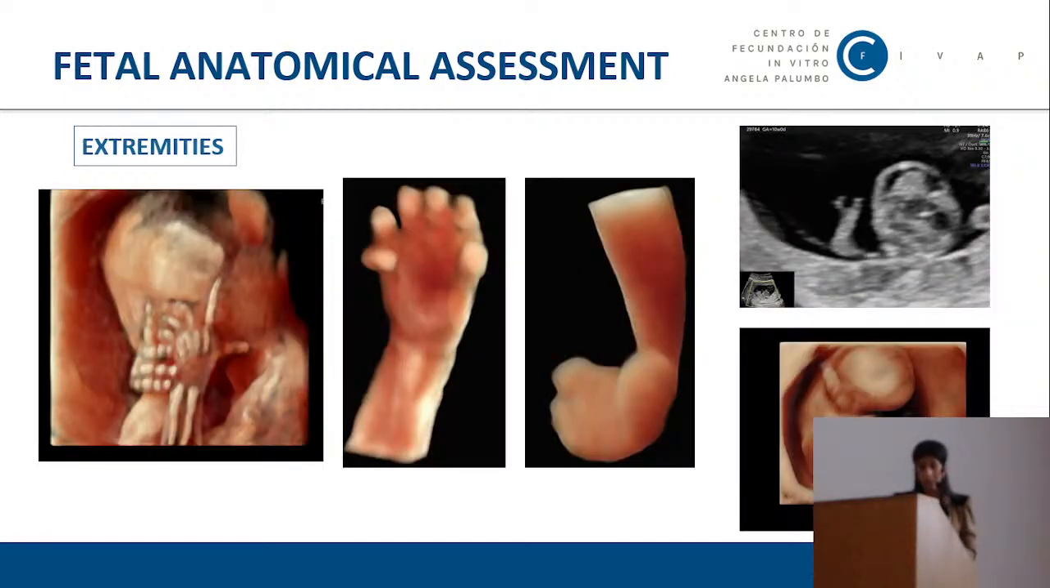Extremities can also be assessed. We can not only see the bones in this transparent mode, but also with the surface mode, we can see the surface of the limbs with the polydactyly or talipes.